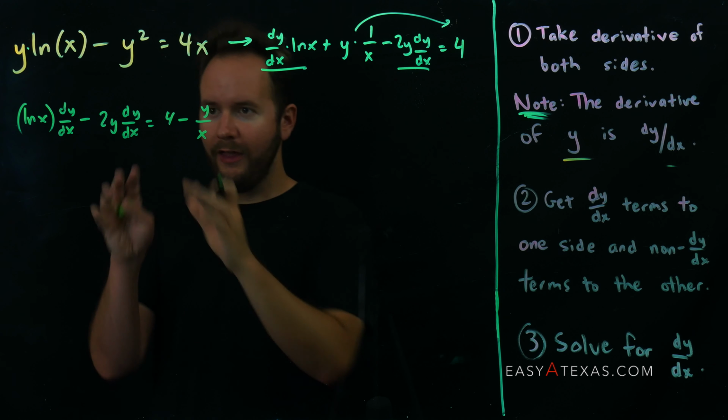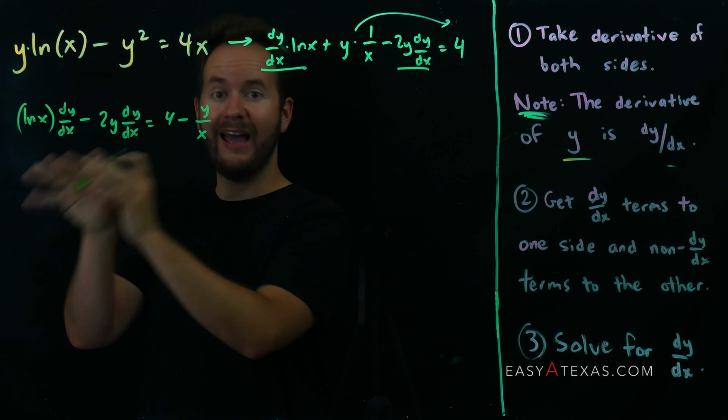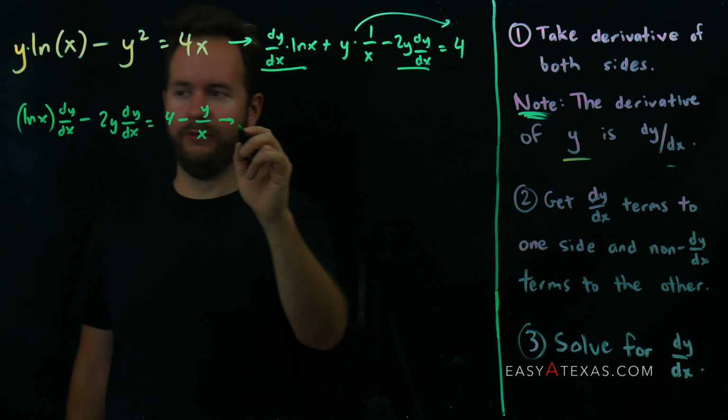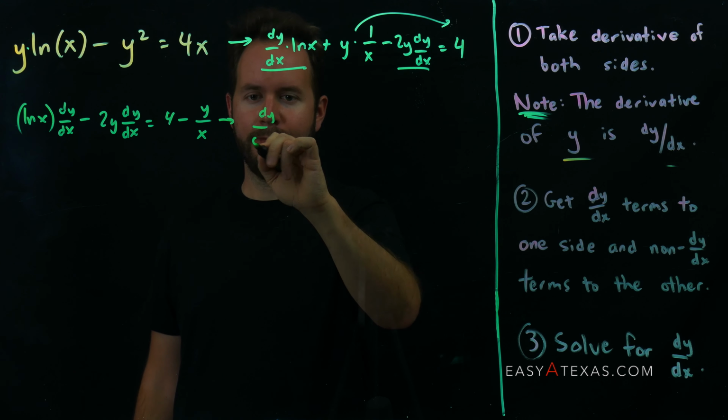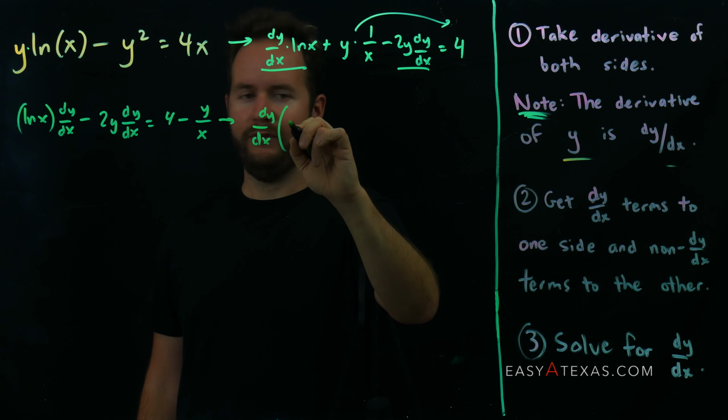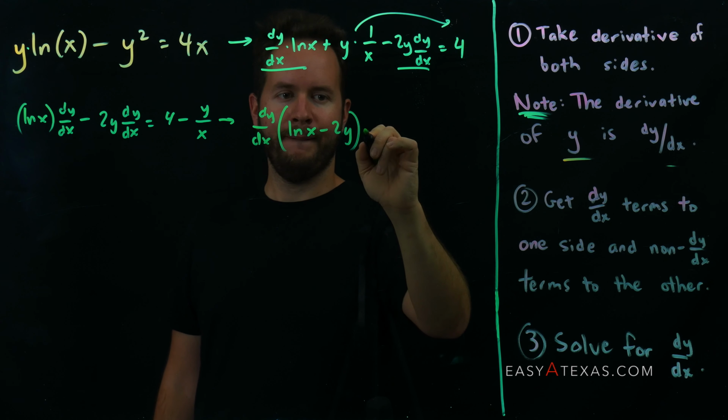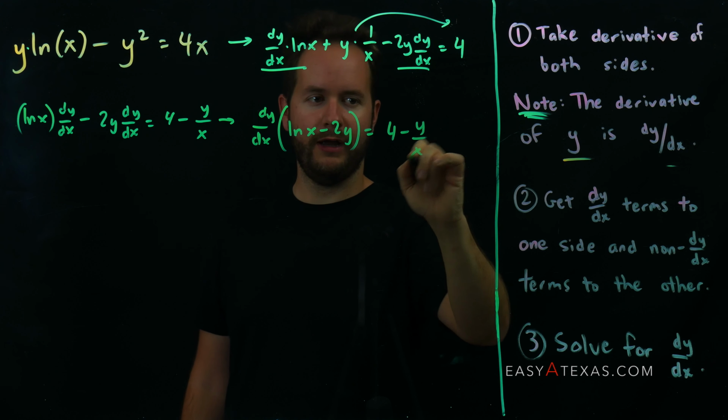Okay. Now that all the terms that have a dy/dx are on one side, I can factor out that dy/dx from both terms. This is going to give me dy/dx times ln of x minus 2y equals 4 minus y over x.